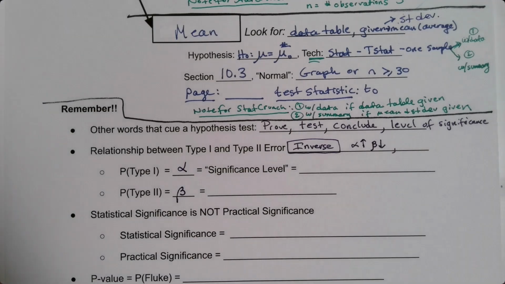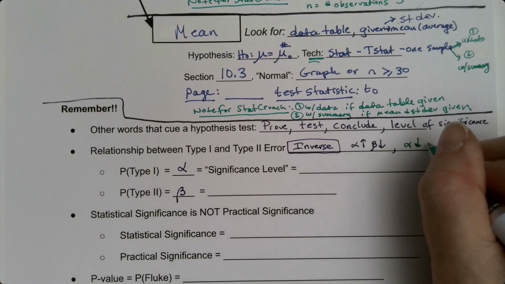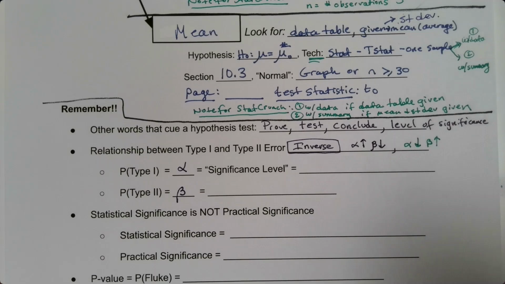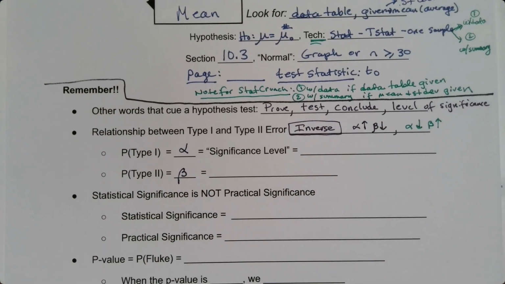And vice versa. And it pays to write this down, right? If alpha goes down, beta goes up. Don't just write one of them, write them both. That way you can keep it straight.